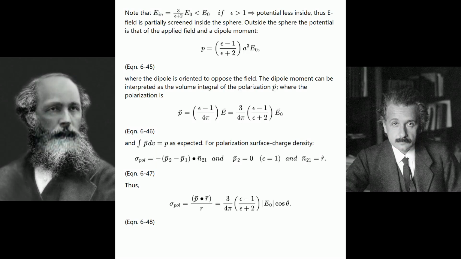Note that E_in equals 3 over (epsilon plus 2) times E_0, which is less than E_0 if epsilon is greater than 1, so the potential is less inside. Thus the E field is partially screened inside the sphere. Outside the sphere the potential is that of the applied field and a dipole moment, equation 6-45, where the dipole is oriented to oppose the field.